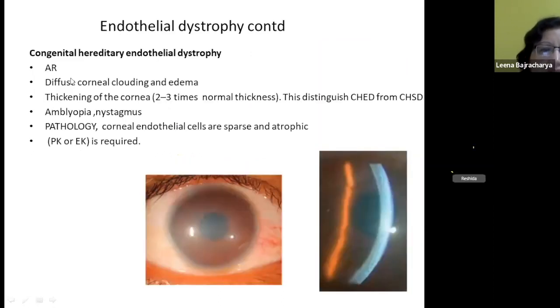And lastly, congenital hereditary endothelial dystrophy. It is autosomal recessive. There is diffuse corneal clouding and edema, and corneal thickness is 2 to 3 times that of normal. Because of this, we can distinguish it from congenital stromal dystrophy, as the thickness is much more in endothelial dystrophy than in stromal dystrophy. There is association of amblyopia and nystagmus, and the prognosis of PK and EK is poor because of the dense amblyopia.